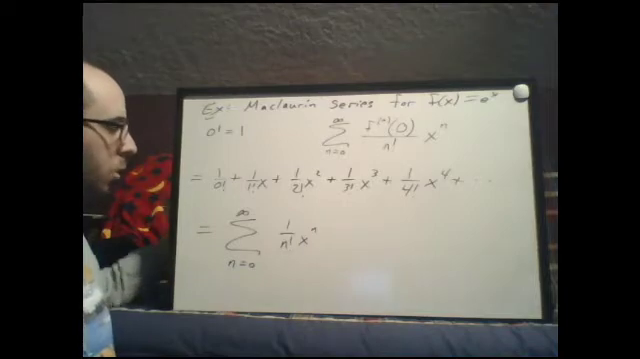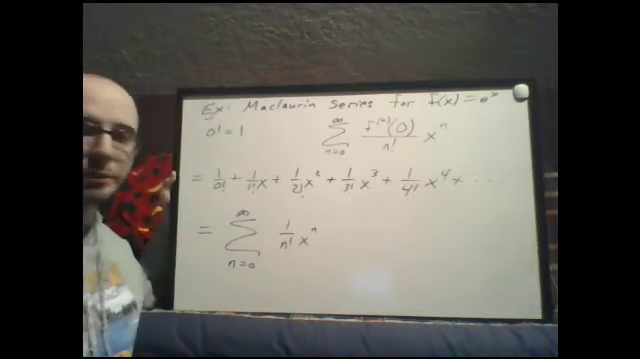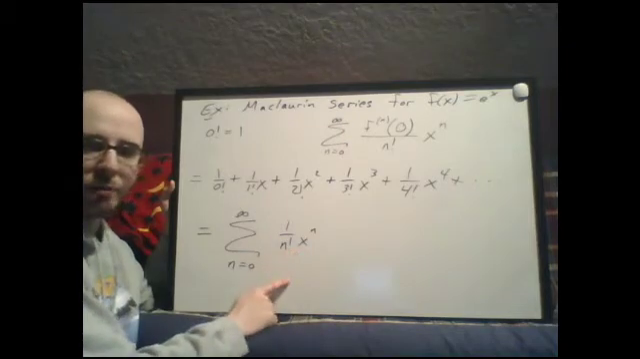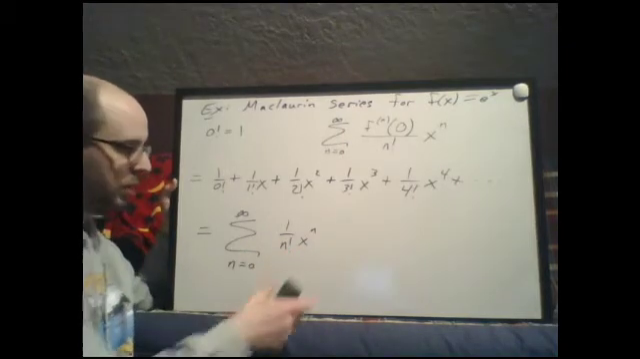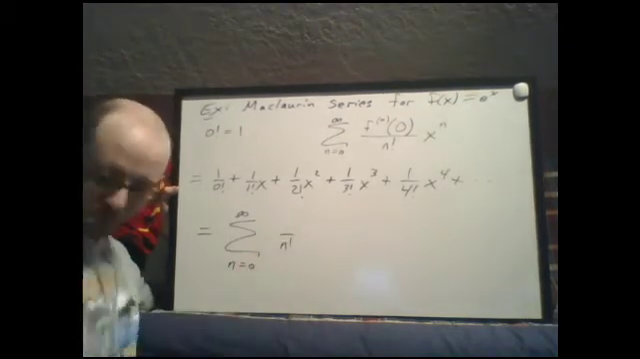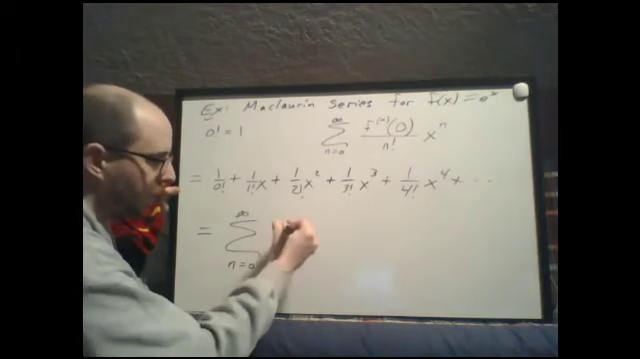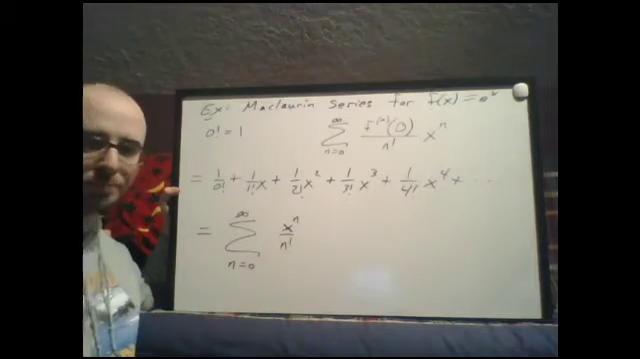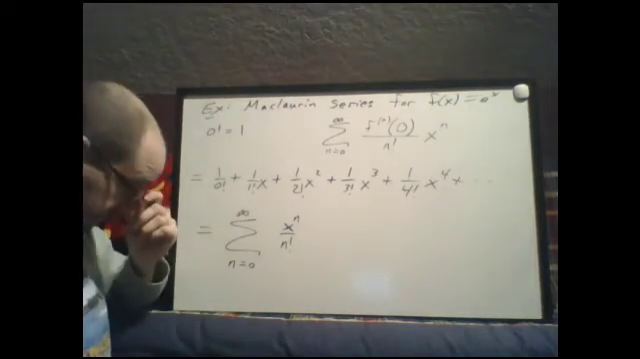Okay, so the Maclaurin series for e to the x is this. It's x to the n divided by n factorial, and you add it up. So frequently it'll be written like this: x to the n divided by n factorial.